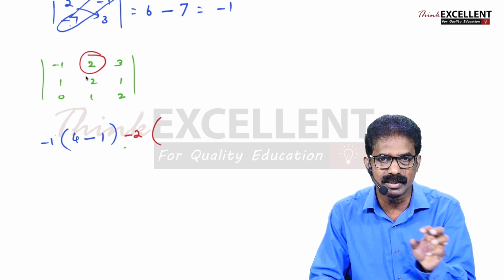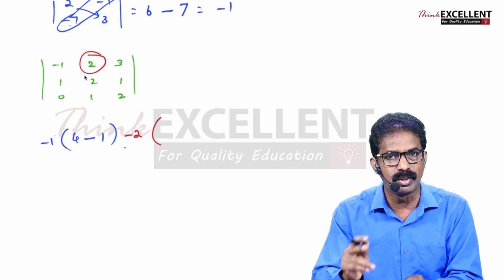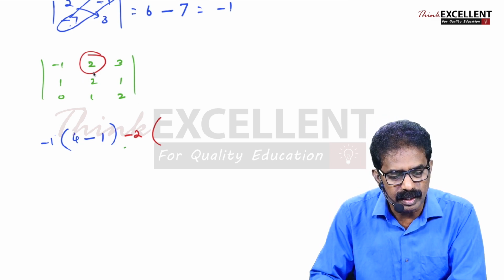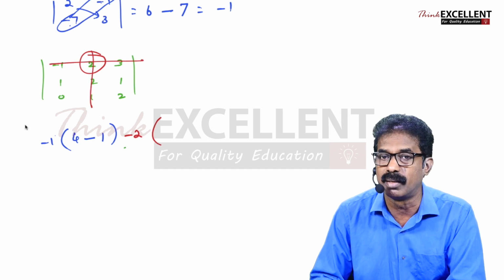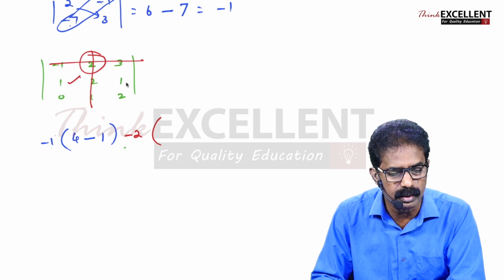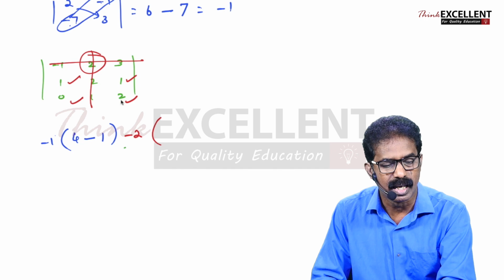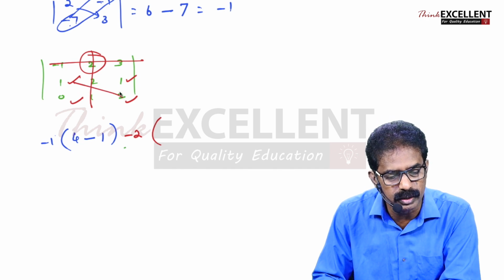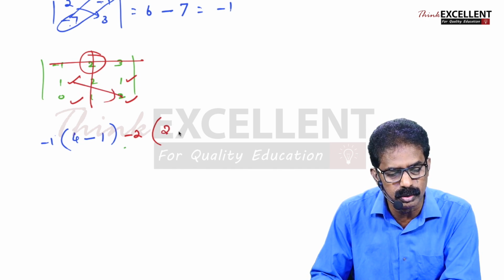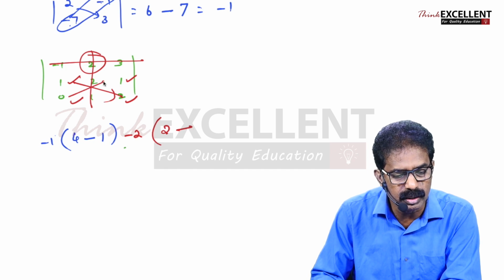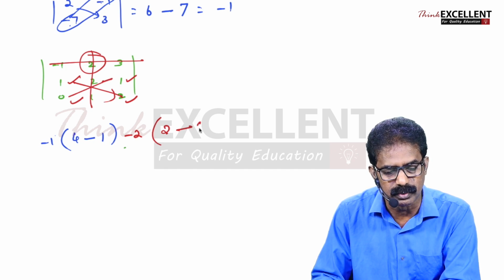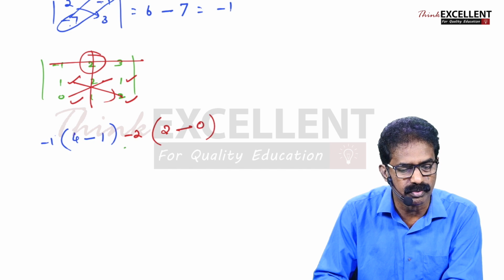First one no change, second one you change the sign, third one no change, right? Okay. 2 we have taken out, so -2 into, leave that particular row and that column. Now you have 1, 2, 3, 4. Okay, those 4 numbers as a 2 by 2 determinant, 1 into 2 minus 0 into 1, it is what? 0. So the second one we finished, right?